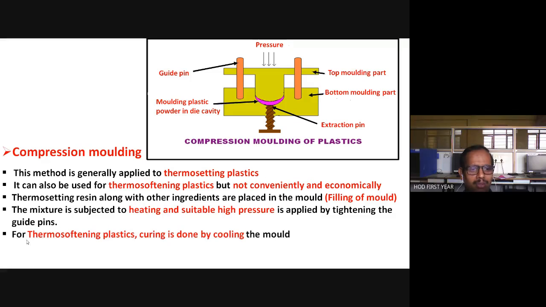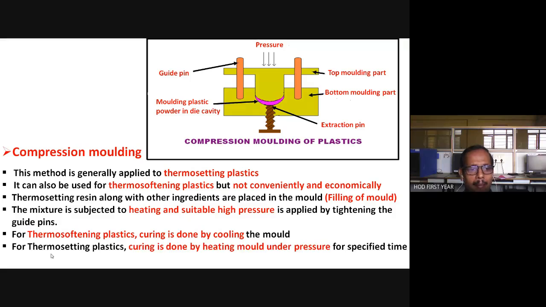For thermosoftening plastics, curing is done by cooling the mold. Now, this method is optional for thermosetting and thermohardening. So for thermosoftening plastic, you have to apply cooling to the mold, but it is an exceptional use. But for thermosetting plastic, curing is done by heating the mold under pressure for a specified time.